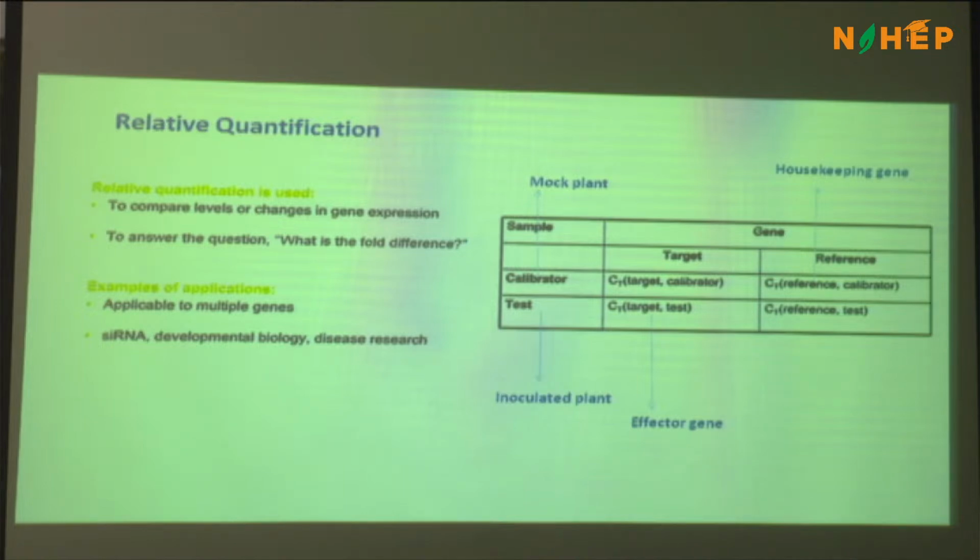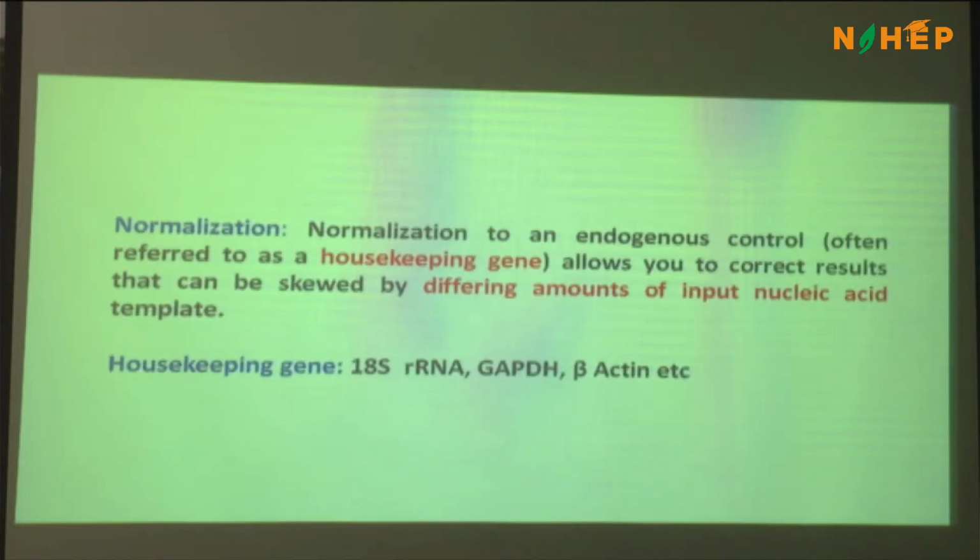So I just plotted it here. A mock plant with a housekeeping gene, that is the reference. Test is an inoculated plant, and the target is an effector gene in the case of a pathogen if you are handling a pathogen for quantitative PCR. If it is a plant, it could be a receptor, or a gene which is upregulated under the influence of the microbiome. So remember this checker plate and plot it. That will give you some better ideas.